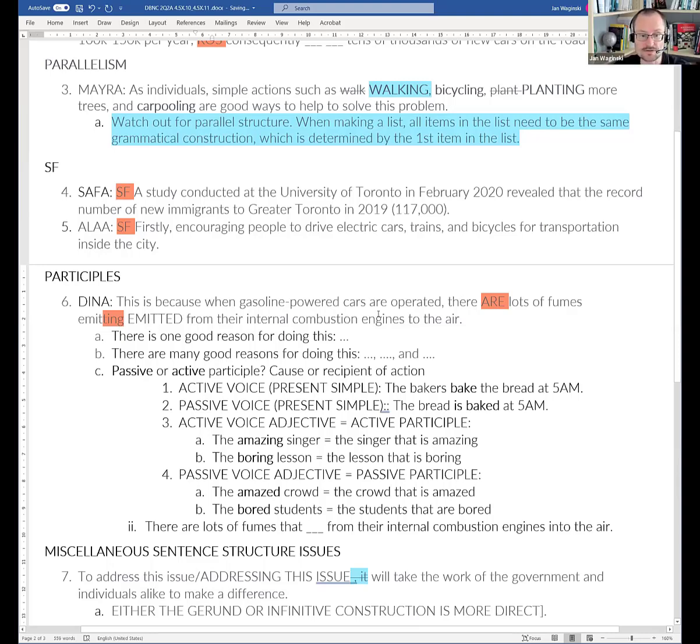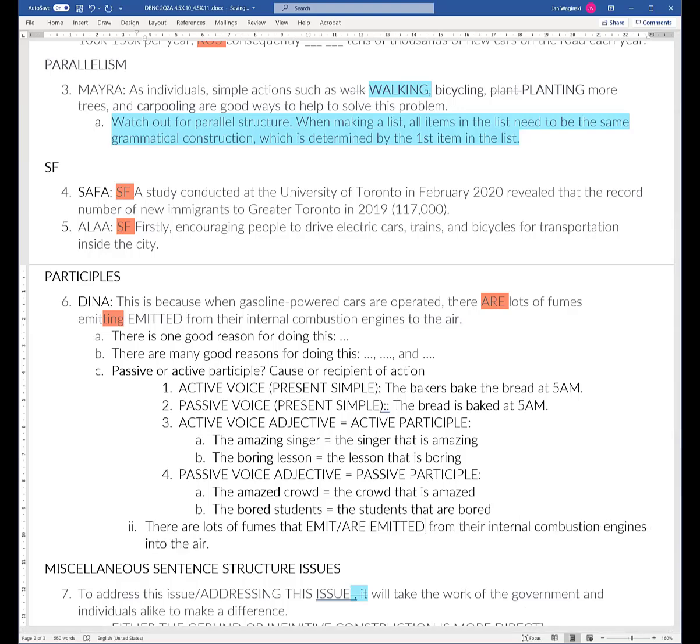So here, there are lots of fumes emitted. It's down here. There are lots of fumes that, so if we want to figure out if we need the active or passive participle, whether it's emitting or emitted, transform it into the full version. There are lots of fumes that, would this be emit or are emitted? Which one? Are emitted. Because what does the emitting? The fumes or the engine? The engine. The engine emits the fumes, right? Not the fumes emit the engine. That means we put are emitted. That's right.